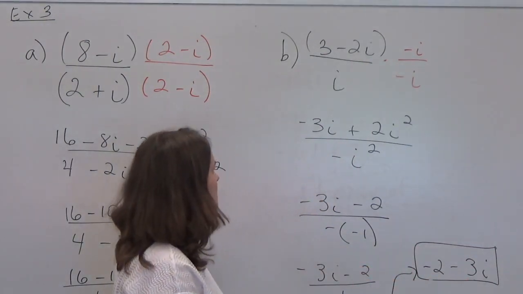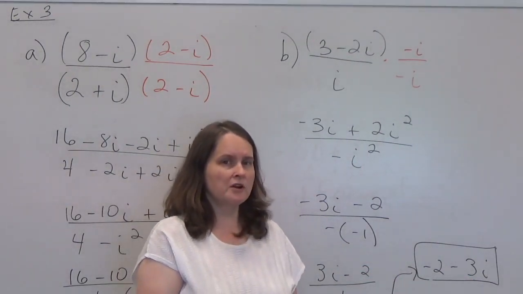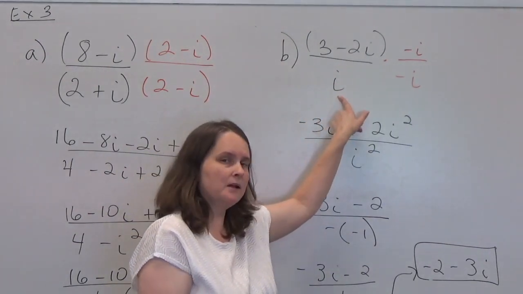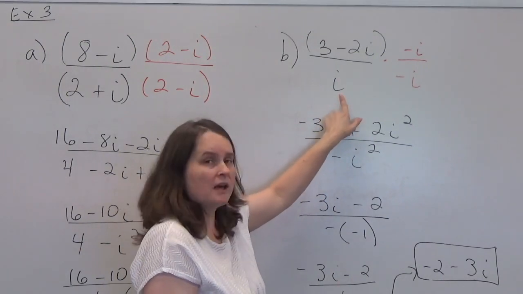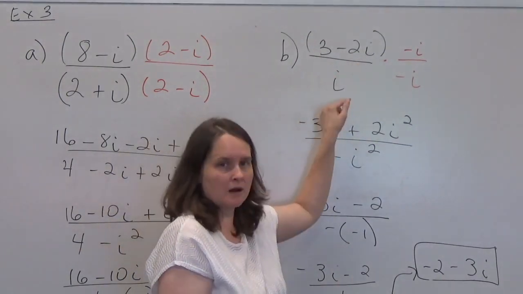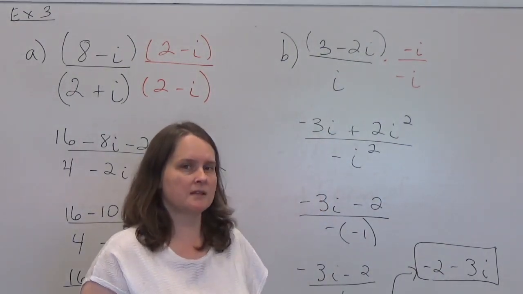And that's our answer. In the very beginning of the problem, you may have been wondering if you could just break this apart, because we really did not have a binomial in this denominator. We just had i. So you could have broken it apart as 3 over i minus 2i over i. Your steps would have looked a little bit different, but you still should have arrived at the same answer that way.